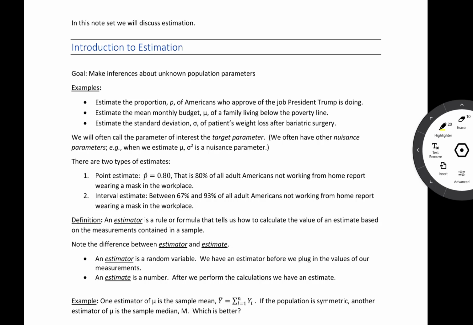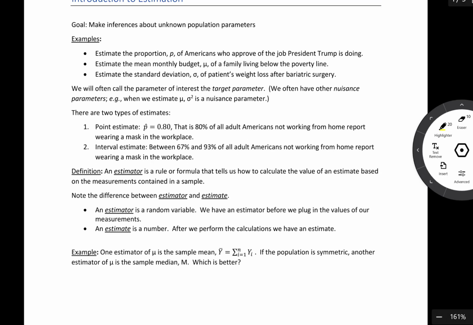We're often going to call the parameter of interest the target parameter, and we're often going to have other nuisance parameters. For example, when we estimate mu, sigma squared would be considered a nuisance parameter. There are two different types of estimates, and you've probably seen both before. There's a point estimate, a single value estimate. For example, we might say that P hat is equal to 0.8, that is, 80% of all adult Americans not working from home report wearing a mask in the workplace.